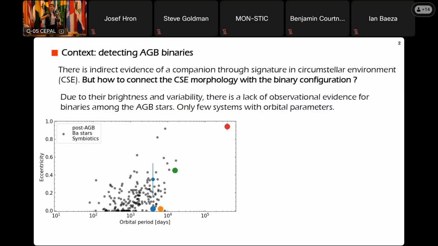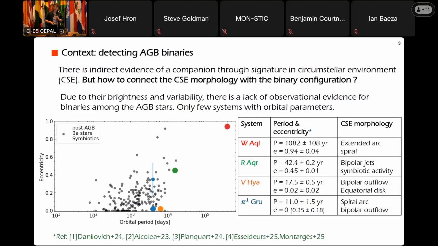We are quite aware that they are needed to explain some of the circumstellar morphology that we see on the AGB star. And from an evolutionary point of view, the later stages, as you will learn more after the coffee break, have a lot of binarity, but we have only an approach of case study for AGB binaries.